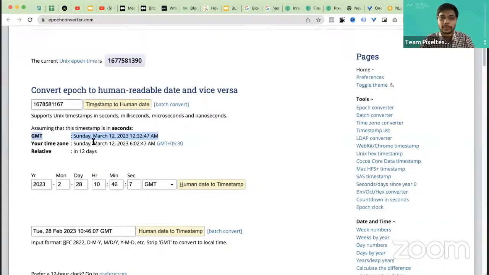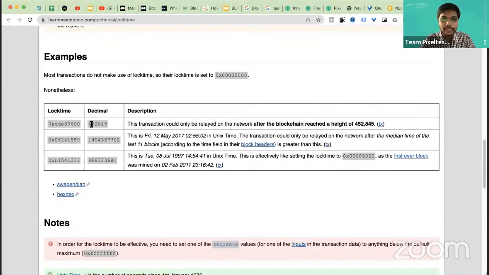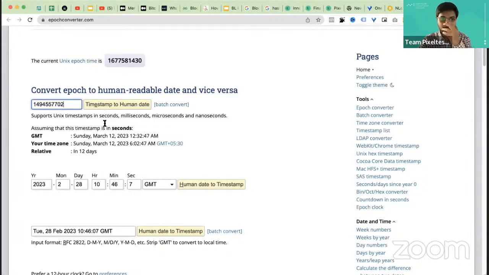If it is less than 5 into 10 to the power of 8, then unlock my block after these many blocks have been verified, right? So let's see an example. For example, if nLockTime was 452,845, this meant the transaction could only be relayed onto the network after the blockchain reached a height of 452,845. If it is anything higher, it will be considered as Unix time, right? So going by the example, it will be unlocked on May 12th, 2017, right? I hope this was clear in our previous sessions.